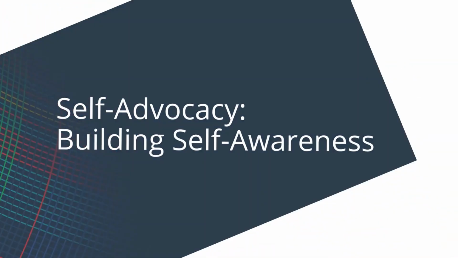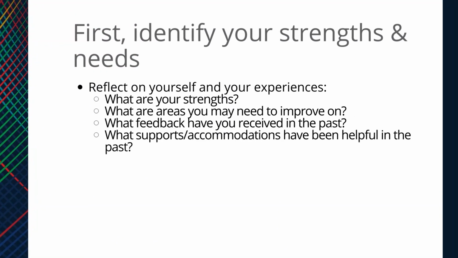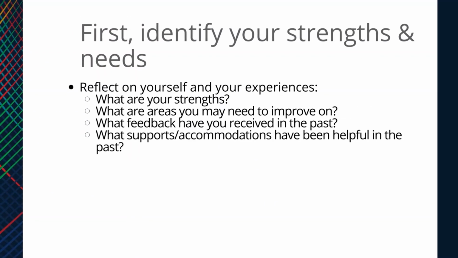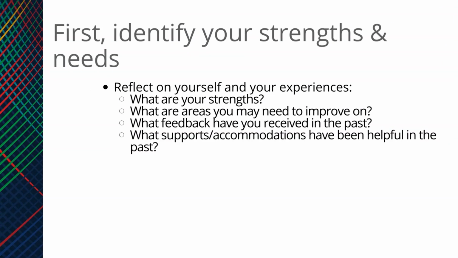The first step of advocacy is building an awareness of yourself. So first, identify what are your strengths and needs. What are the things that you really excel at, but what are some of the areas that you'd really like to improve on? What is some feedback that you've received from others in the past? And have there been supports or accommodations that have been helpful to you previously? If you can identify what your needs are, you can better communicate them right in the beginning.